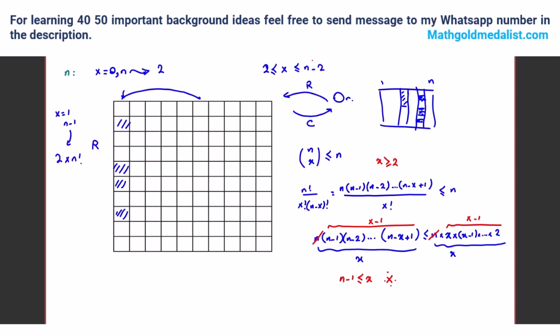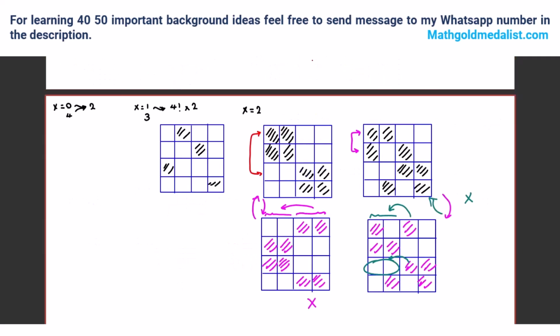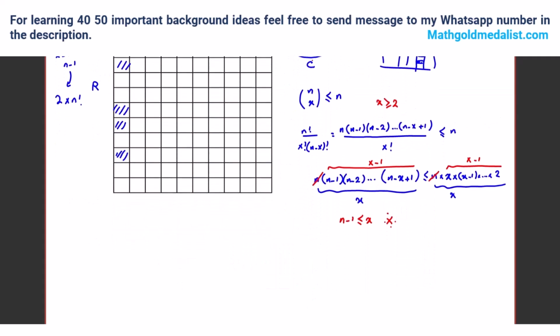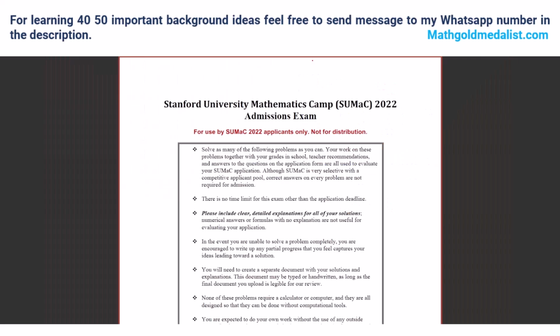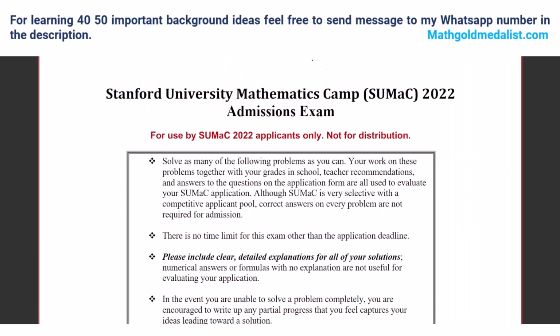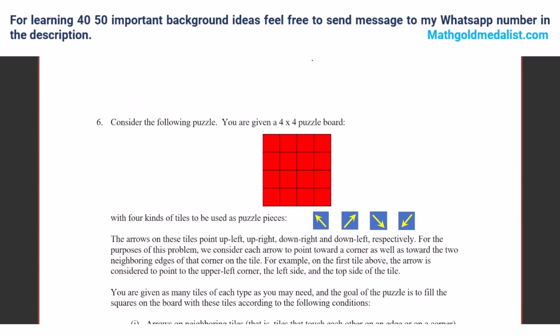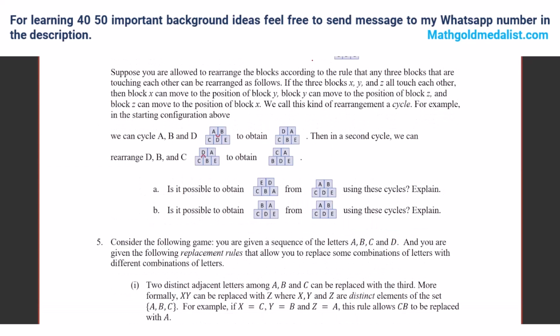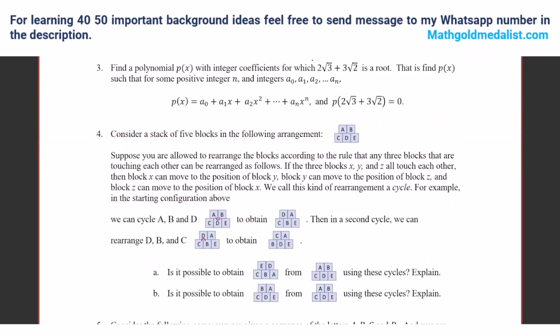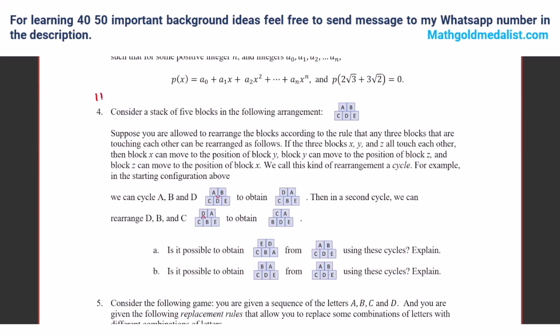Again, we solved this problem by considering a small example because it was related to a permutation graph. Let me tell you the SUMIC problem that can be solved with a similar idea. Okay, Stanford University Mathematics Camp, SUMIC 2022, problem 4. Again, you can solve it with a permutation graph. You can do it as homework 1. If you want to solve more similar problems and learn important background ideas, as I said before, feel free to send a message to my WhatsApp number in the description.